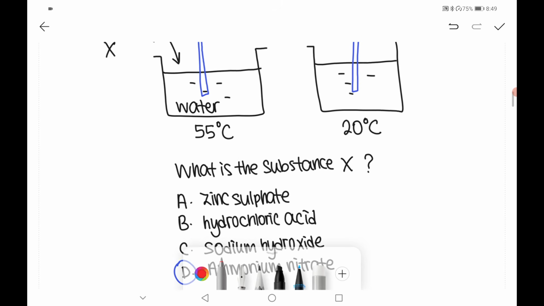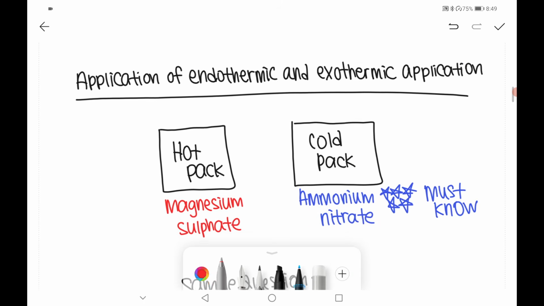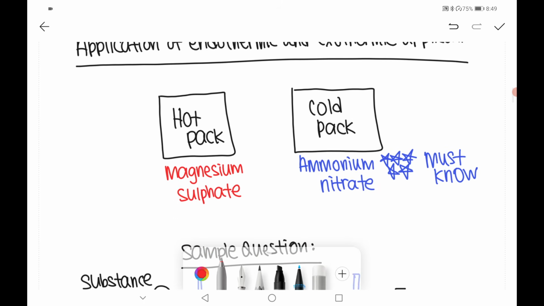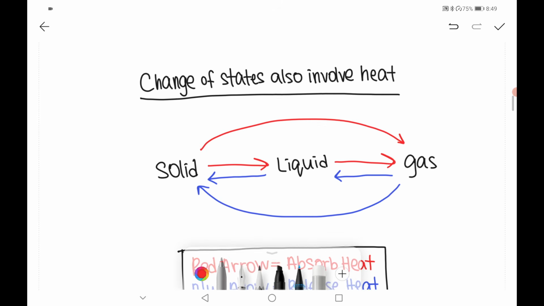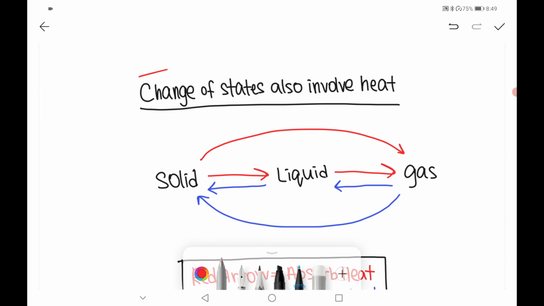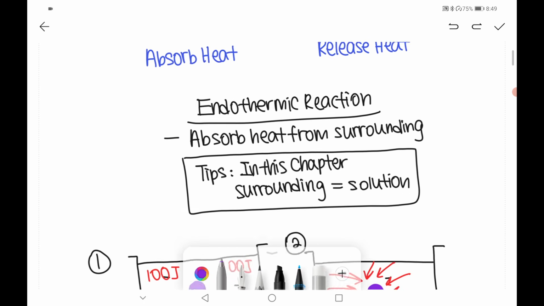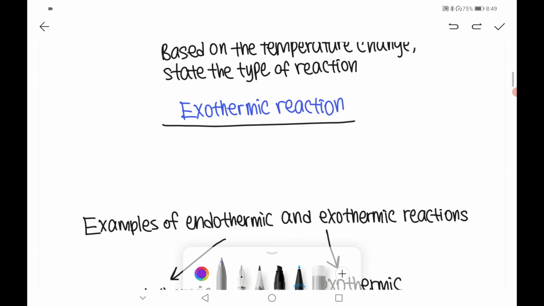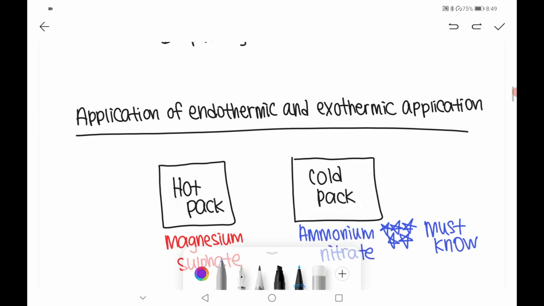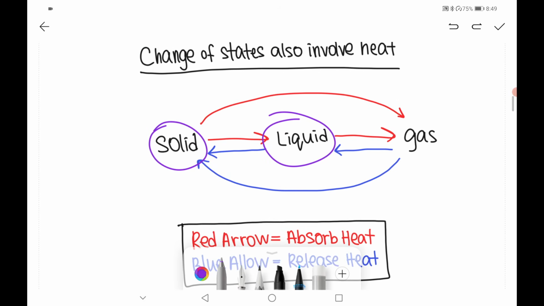Okay, so after we learn the examples for endothermic and exothermic, after we learn about hot pack and cold pack, the next thing we need to know is this. Change of state also involves heat. What do we mean by state? State means solid, liquid and gas. So when we change from solid to liquid, liquid to gas, or the other way around, liquid to gas or liquid to solid, it also involves heat.